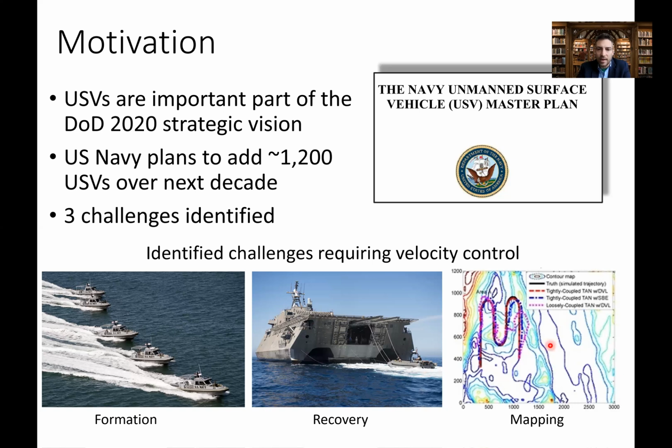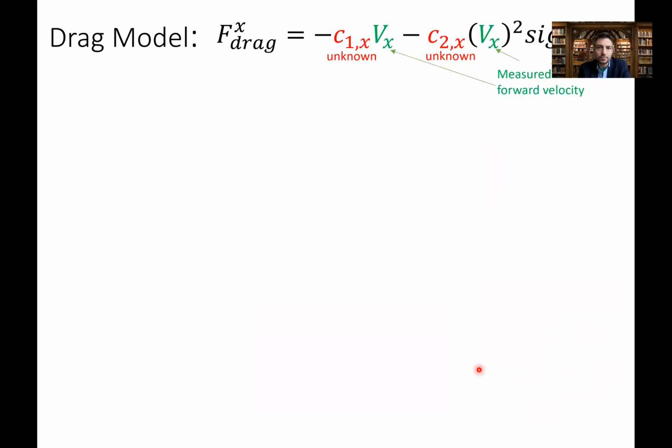And the final application they identify that requires good velocity control is mapping of the ocean floor. Here, a vehicle would move along at a very slow and steady speed, taking side scan sonar images of the bottom, and all those images have to be stitched together in a large panorama, and that becomes difficult to do if the speed's varying wildly. So for all these reasons and more, we've decided this is a really important problem for the Navy.